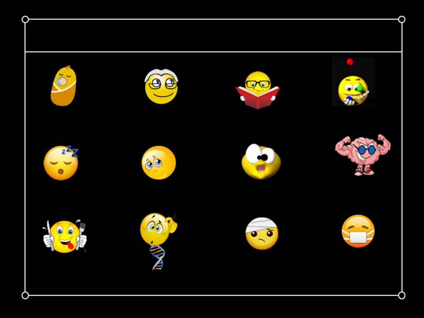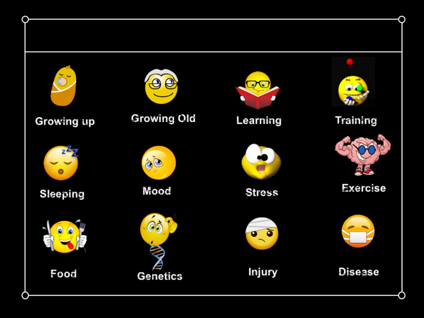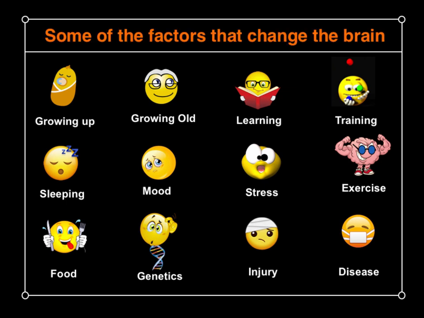So first off, let me ask you if you think there's something common that ties all these emojis together, some common feature about these emojis. Any guesses? Here's a clue. Come on. No? So these are all factors that change the brain, right? Growing up, growing old, just about everything changes the brain. In fact, just sitting there, your brain's changing even as I speak for many reasons.